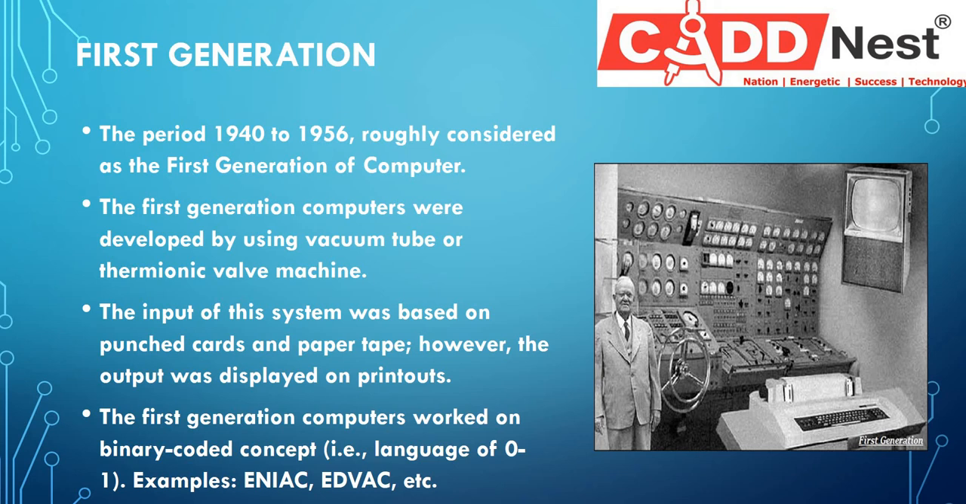The input of this system was based on punched cards and paper tapes. However, the output was displayed on printouts. The first generation computers worked on binary coded concept, this language of 0 and 1. Example, ENIAC, EDVAC, etc. So as per this information, in the first generation of computers, they used vacuum tubes to develop the computers.